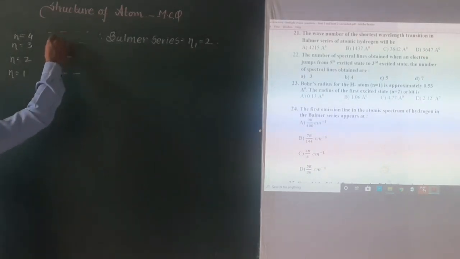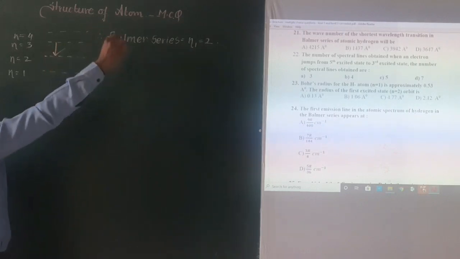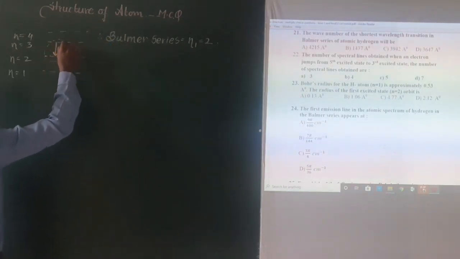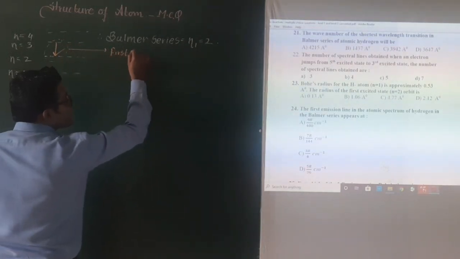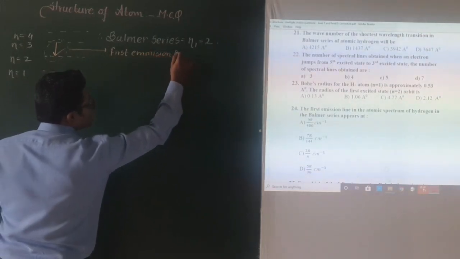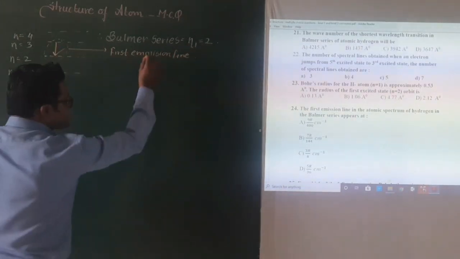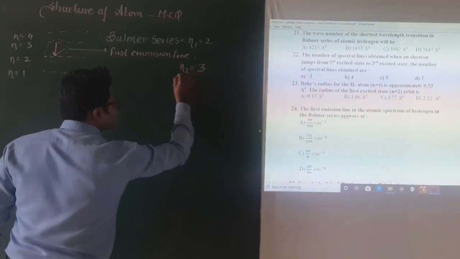So now when the electron comes from n equals 3 to n equals 2, when this transition occurs, that is the transition which is going to give us the first emission line. Okay, so therefore, when we take this into consideration, what we have is n2 is equal to 3.